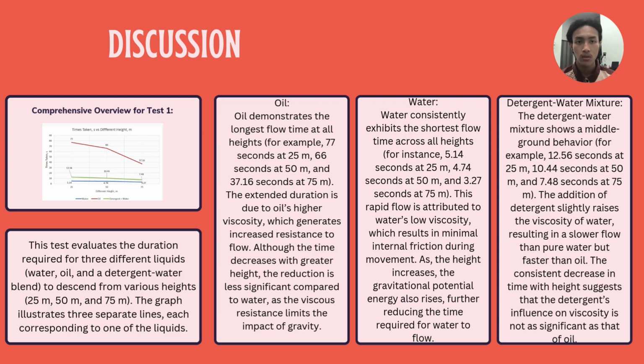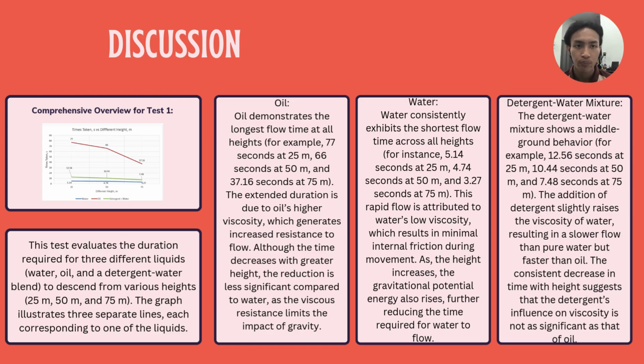Discussion. Comprehensive overview for test 1. This test evaluates the duration required for three different liquids, water, oil, and a detergent water blend, to descend from various heights: 25, 50, and 75. This graph illustrates three separate lines, each corresponding to one of the liquids.